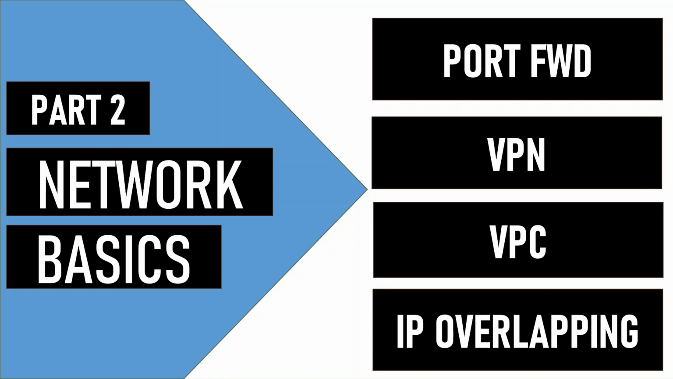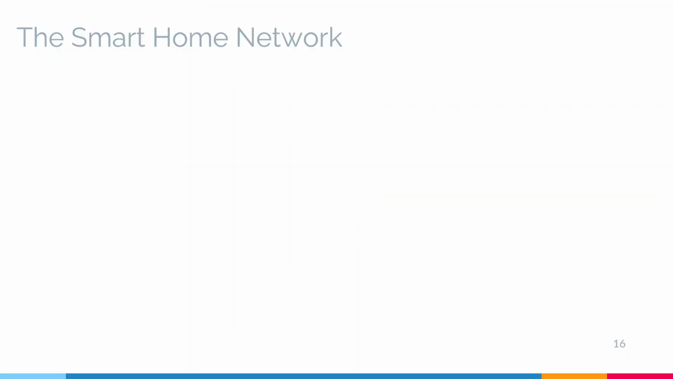In the last video, we understood the networking basics related to IP addressing specific to version 4. Now in this video, we'll try to understand the VPN and VPC concept, which are quite useful when configuring CloudHub. Let's take an example of a smart home network.